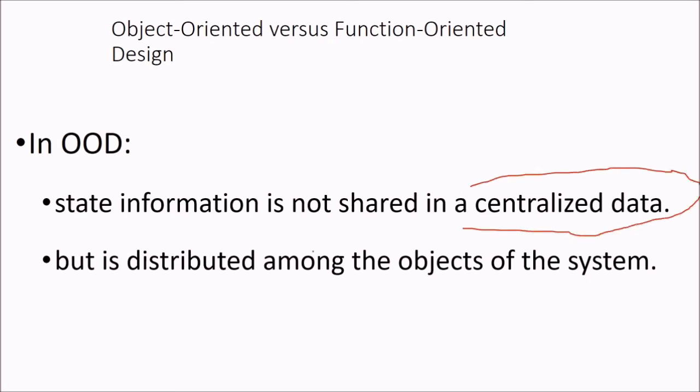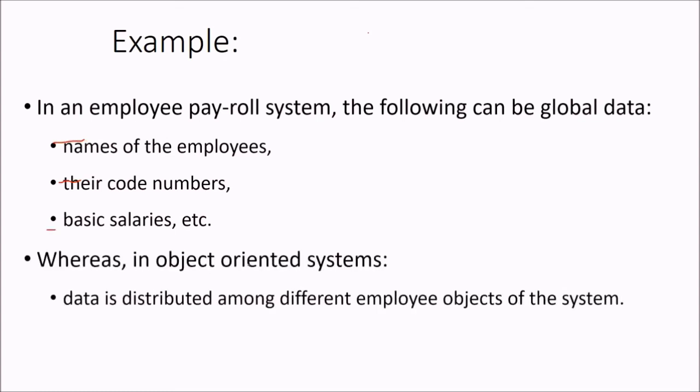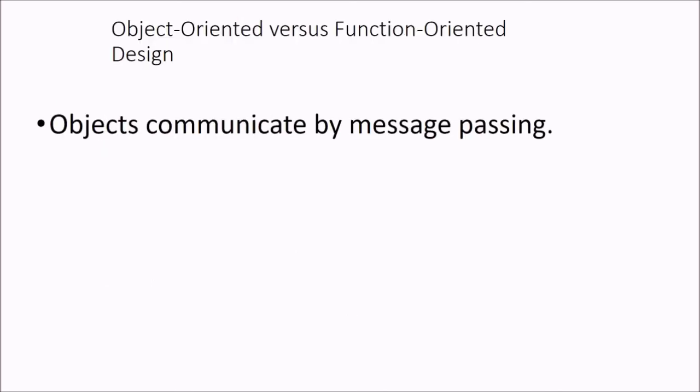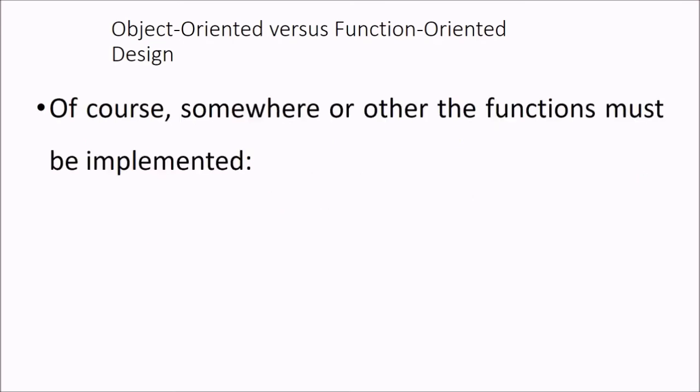This is very important. But it is distributed among the objects of the system. This is what happens in the object-oriented design. Just take an example. Say in an employee payroll system, these can be the global data, like the names of the employees, their codes, and their salaries. But in an object-oriented system, the data is distributed among different employee objects of the system. Objects communicate by message passing. So one object may discover the state information of another object by just interrogating it through message passing.